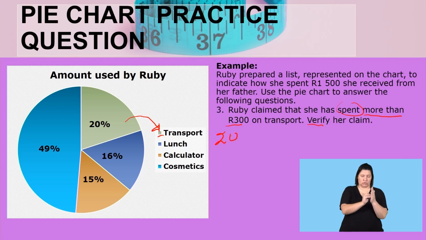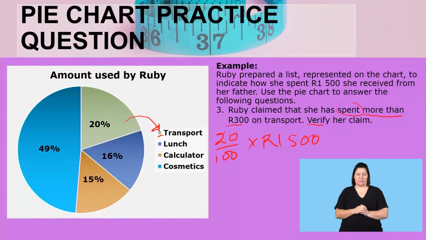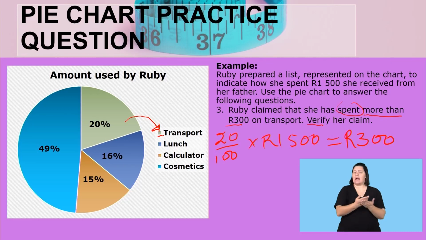So we can calculate the actual amount spent on transport. 20% can be represented as 20 out of 100. And then we multiply 20 over 100 by 1,500 rand. Let us press the calculator together. 20 divided by 100, and then we multiply this by 1,500 rand. Then you can see that she has spent 300 rand. So let us go back to the claim.